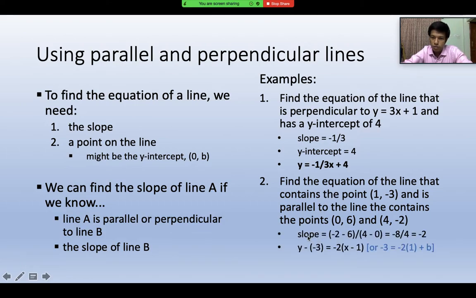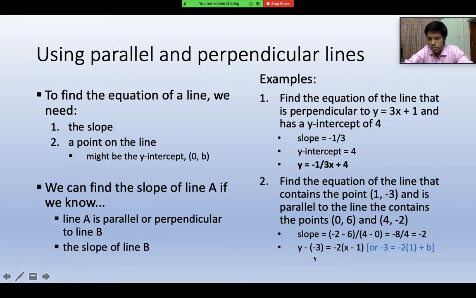See, first of all we try to find out the slope which is related to these 2 points, minus 2, and we directly use that minus 2 here because for parallel they will be the same. For perpendicular they will be negative reciprocal. That's the important thing that we need to keep in mind.